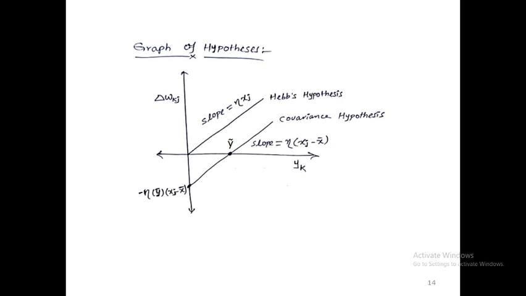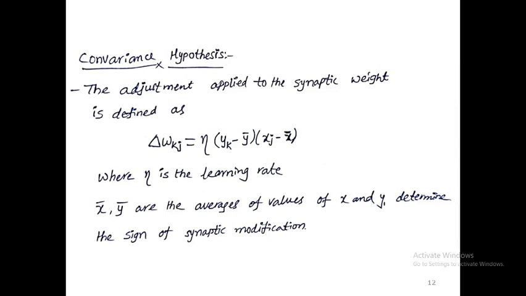So here, as per the covariance hypothesis, what is that equation? Del wkj is equal to neta into yk minus y bar into xj minus x bar. In this equation, what is the y-axis? Del wkj is the y-axis. What is the x-axis? Yk is the x-axis.